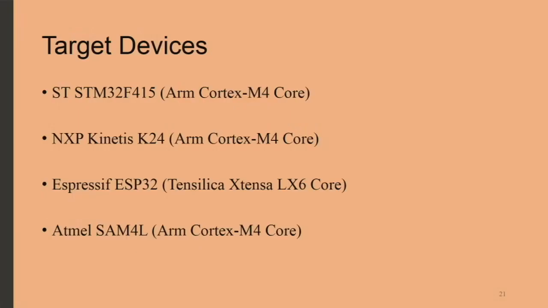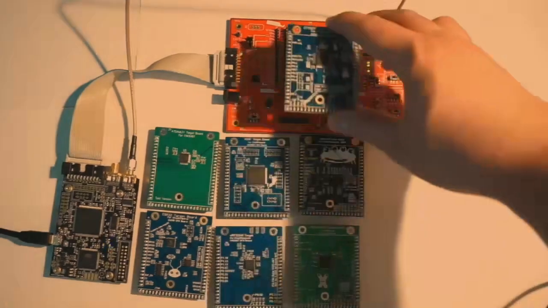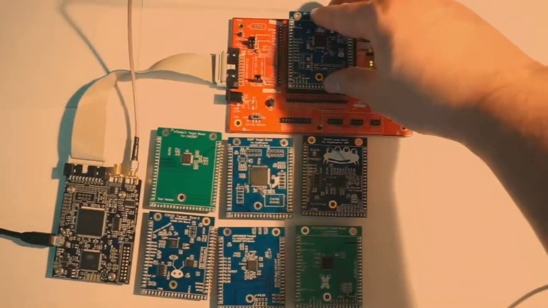Okay, that's enough of that. These are the devices. STM32F415, a NXP Kinetis or Kinesis. Someone told me how to say that properly, and I'm not staying on brand, so I'm sorry. K24F, Espressif ESP32, Atmel SAM4L, or that should be Microchip. Again, branding issues here.